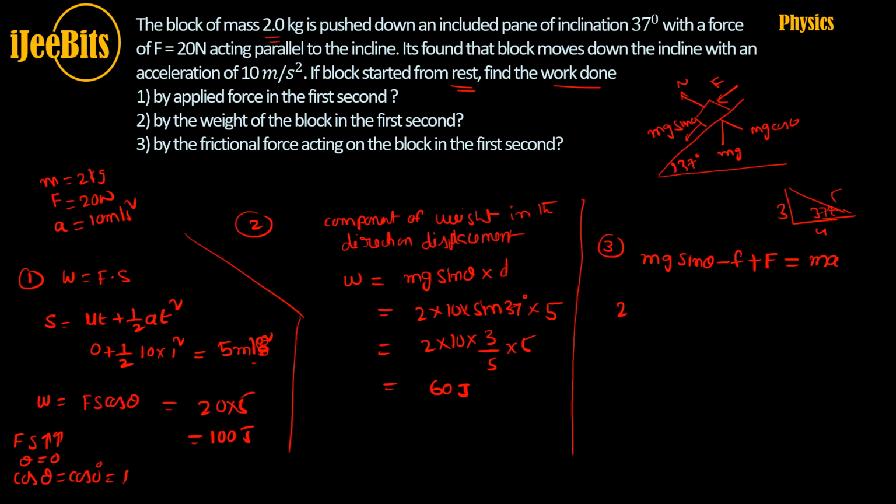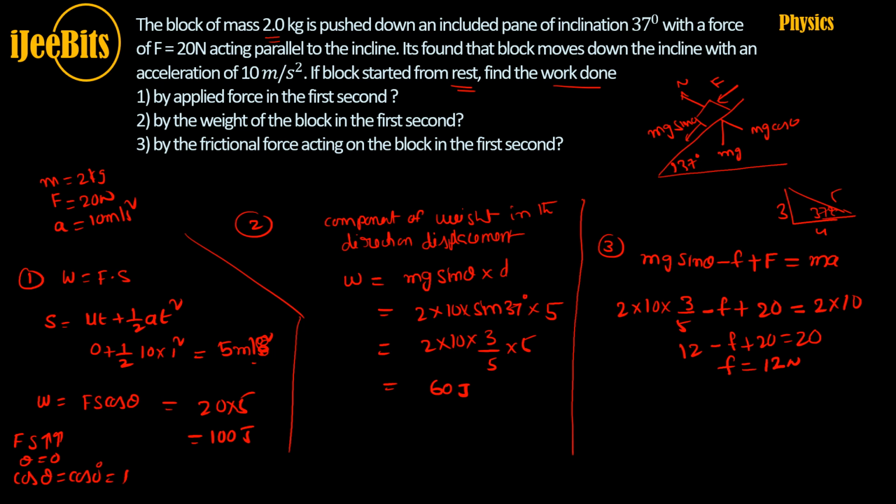So mg means 2 into 10 into your sin theta value 3/5, right? Minus F plus applied 20. This is the frictional part. 20 equals m into a, 2 into 10. So now 5 1s are 5, 2 2s are 4, 4 into 3 is 12. So this is 12 minus F plus 20 equal to 20. So the frictional force F is 12.